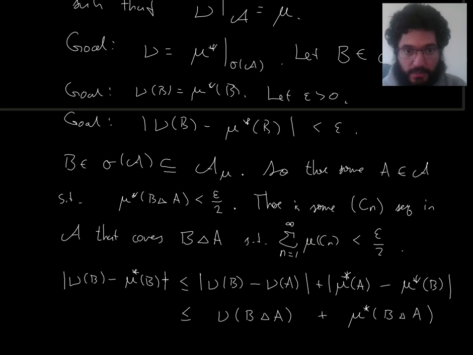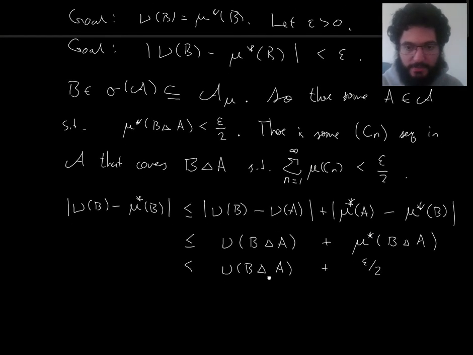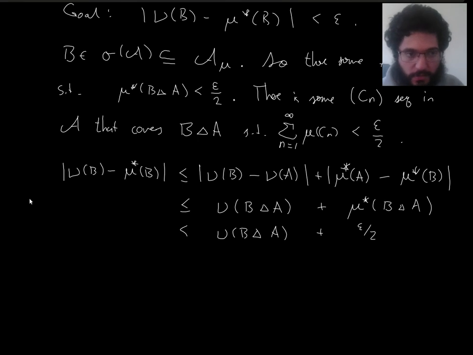Okay, so remember our goal is to get this thing to be less than epsilon, and we are now seeing that it's a matter of controlling these two things. And we've already got one of them down, I think. Mu star of B delta A is less than epsilon over 2. So we've got that. And so our goal is just to show that this term is also less than epsilon over 2. So new goal, and if we reach this goal then we'll be finished: nu of B delta A less than epsilon over 2.